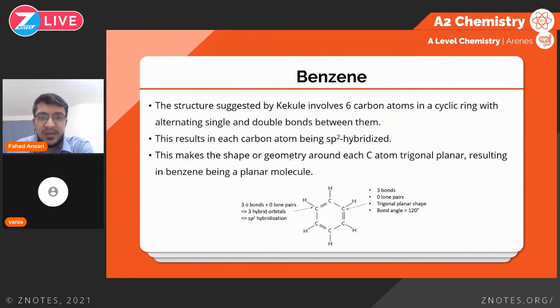Right. Now, the structure of benzene that was initially devised by a scientist called Kekulé basically has six carbon atoms, and each carbon is bonded to one hydrogen atom. So, for example, you have this carbon atom bonded to one hydrogen. It's bonded to two other carbon atoms. And you can see in this hexagonal ring that you have alternating single as well as double bonds, right?